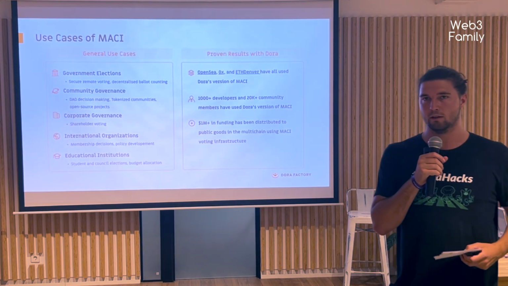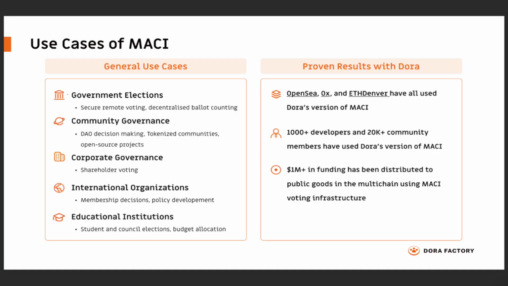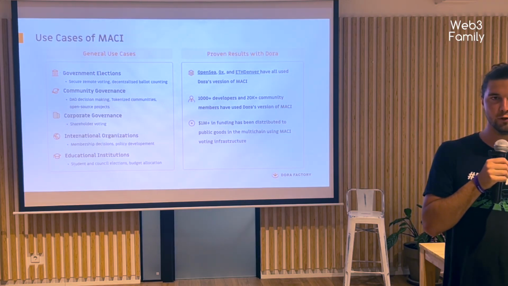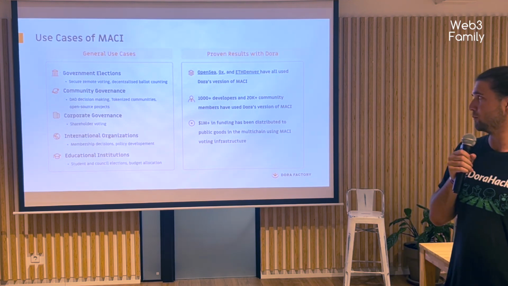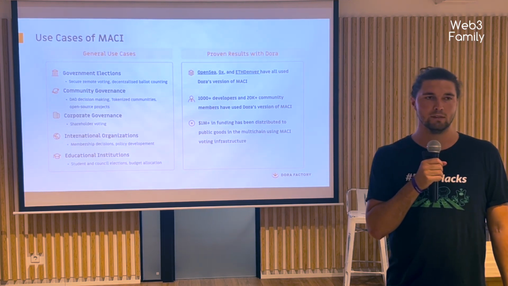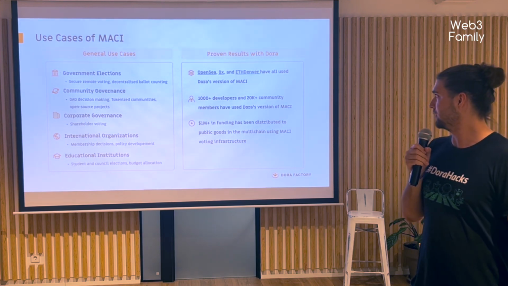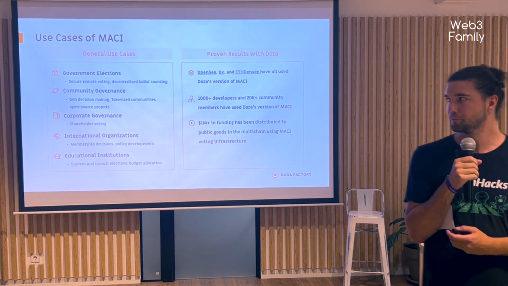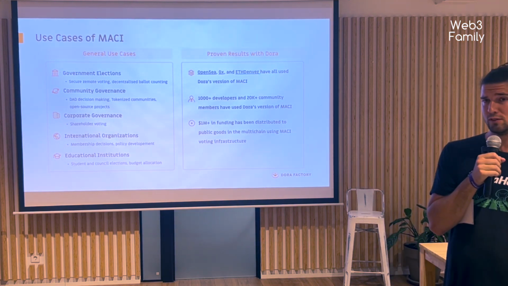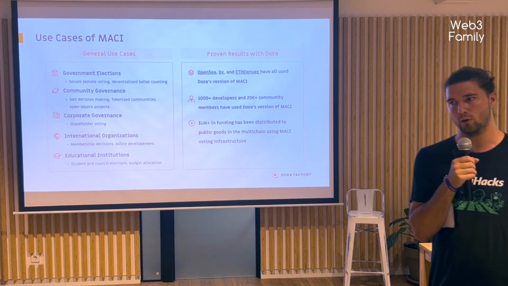What are the use cases of MACI? There are a lot of general use cases. I would like to see a lot more than those that are mentioned here. In government elections, MACI or private voting could be used for secure remote voting. Community governance could also be done through MACI, so different open source communities, tokenized communities, as well as DAO decision making. And in the Web2 world, corporate governance could be done through MACI, such as shareholder voting and so forth.